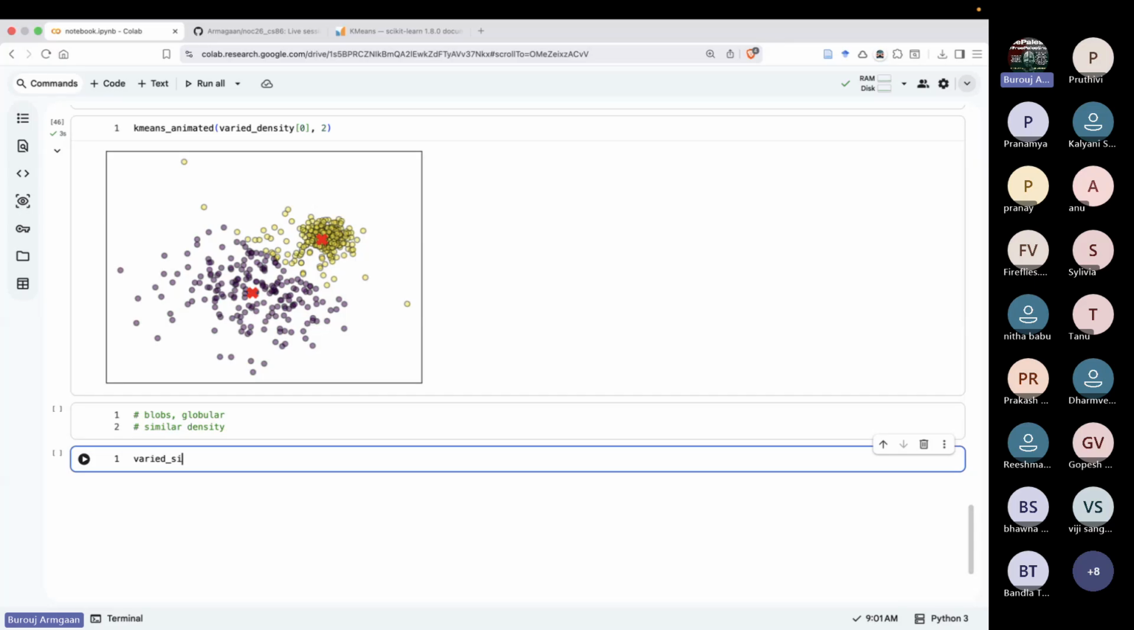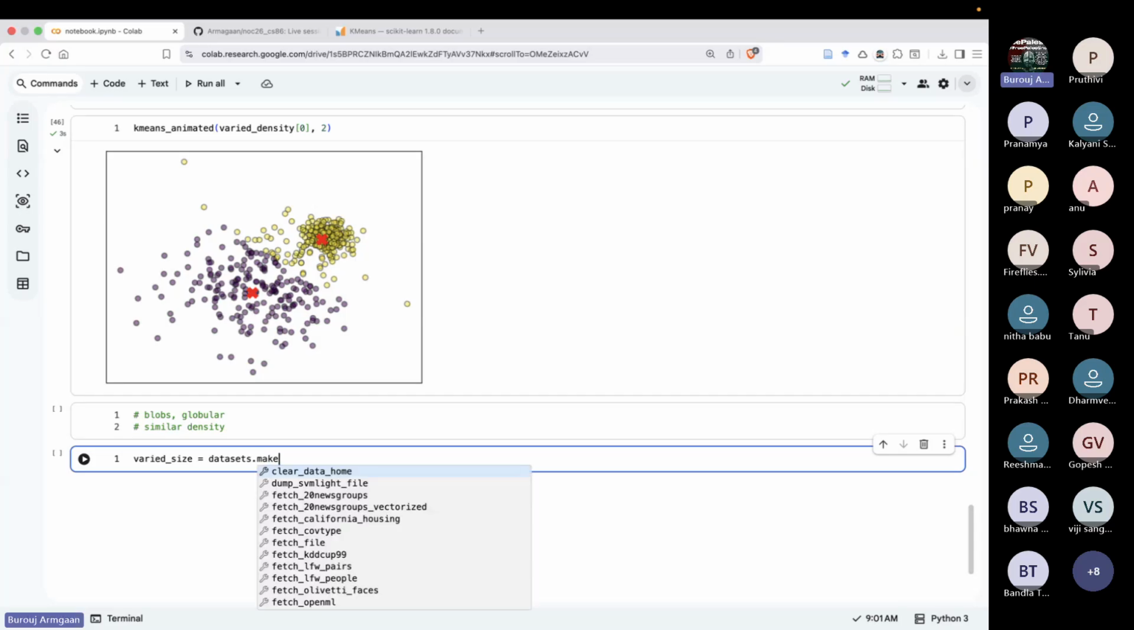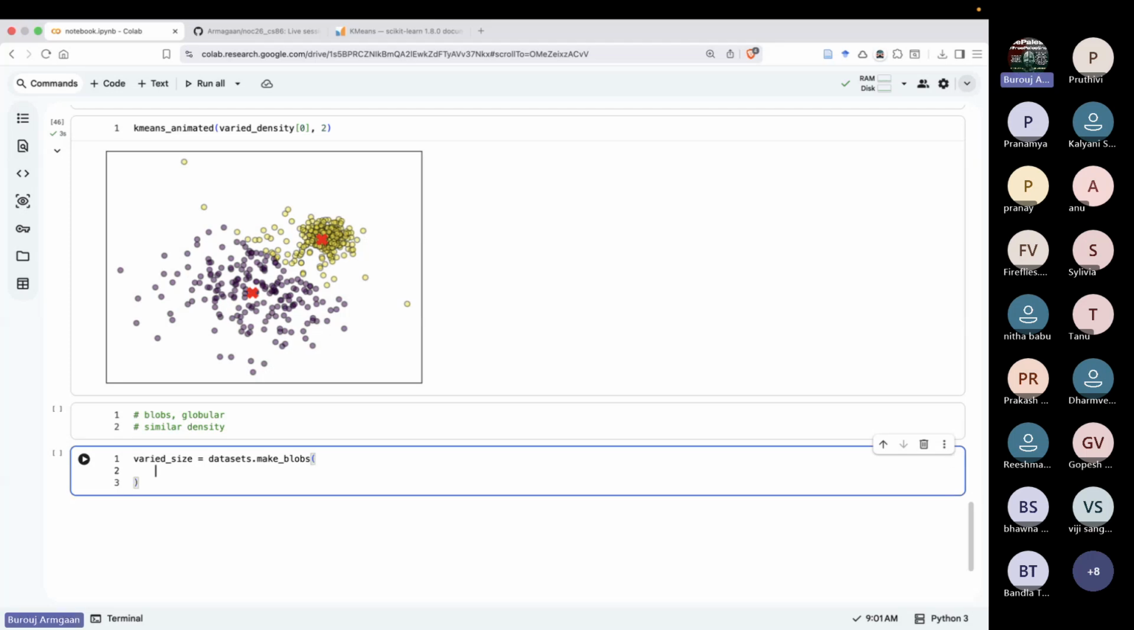We can say varied size is datasets.make_blobs. This time we're saying I need different samples for different clusters. So we will take, let's say, 0.1 times the number of samples for the first one and 90% of the samples for the other one. We can maybe use an integer function here. So this is the first one, and for the second one, we'll use 90% of the number of samples. So 10% and 90%: the purple one will get 10% of the points, the other one will get the rest, but same density.